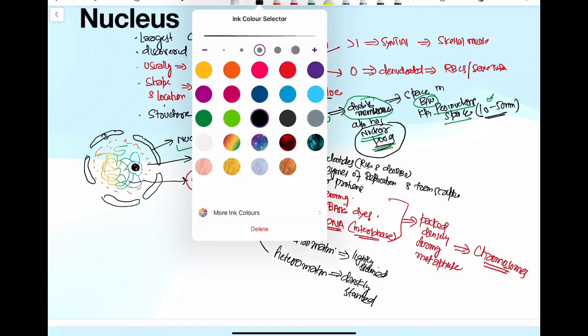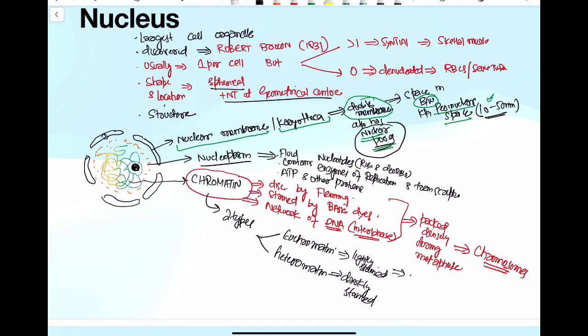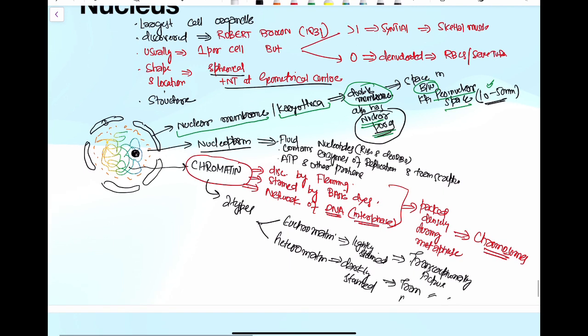Actually what happens, this one is loosely packed as it is transcriptionally active. It more often performs transcription, while this is transcriptionally inactive. Okay, so it can be asked about transcriptionally active chromatin and transcriptionally inactive chromatin. Heterochromatin: the X chromosome Barr body is a type of heterochromatin. You must always remember. Okay.